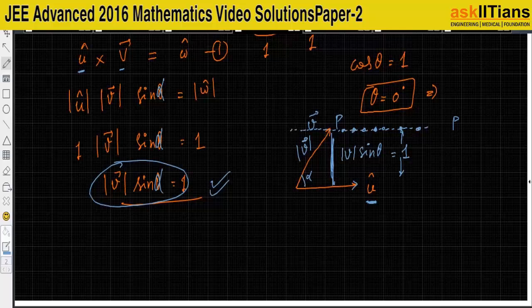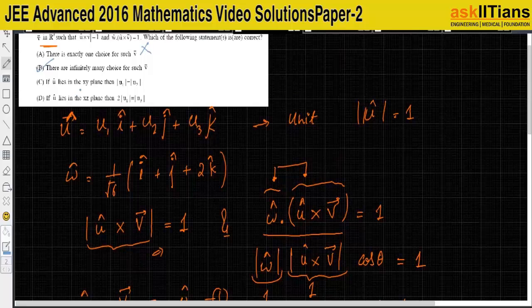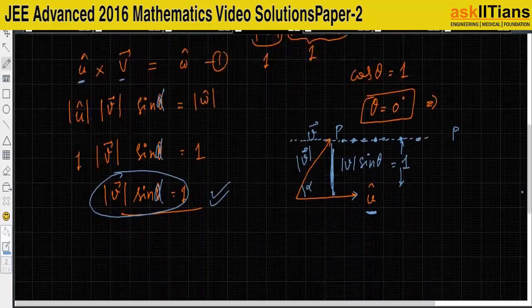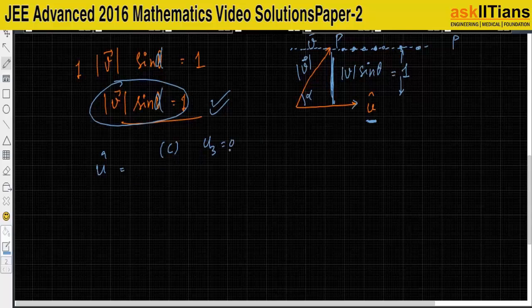Now let's look at options C and D. Option C says u cap lies in the xy plane, then mod u1 will be equal to mod u2. If u cap lies in the xy plane, that means u3 will be 0, the z component will be 0. So for option C, u3 will be 0. Then we have to connect u1 and u2, so we have to find a relation between u1 and u2.